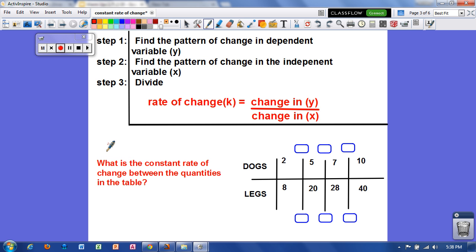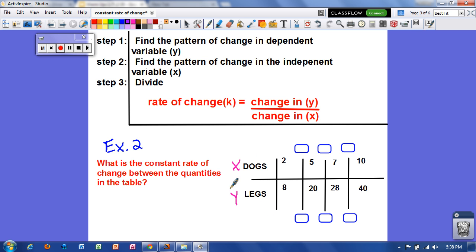All right, example 2. What is the constant rate of change between the quantities in the table? So we have dogs and we have legs. So again, let's determine which is X and which is Y. Okay, we have dogs and we know that dogs have 4 legs. So the number of dogs is going to affect how many legs there are in total. So our dogs would be independent and then the legs would be Y. The number of legs depends on the number of dogs.